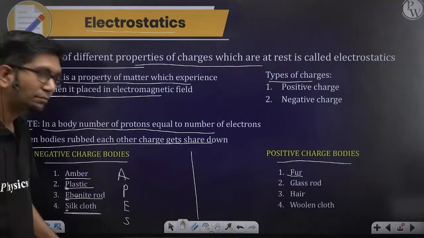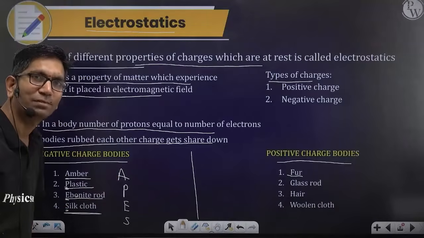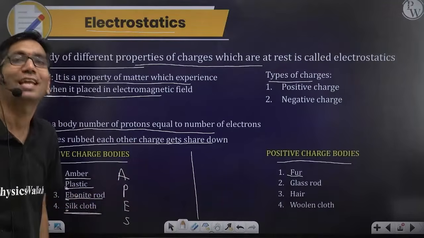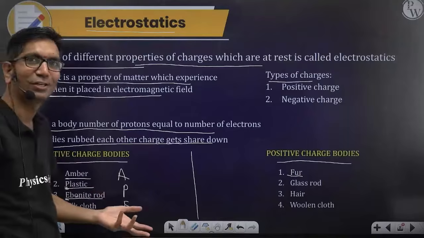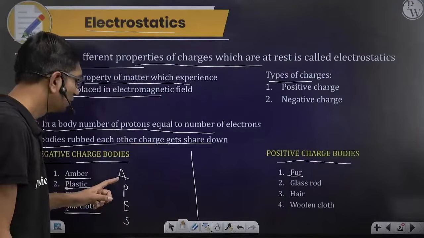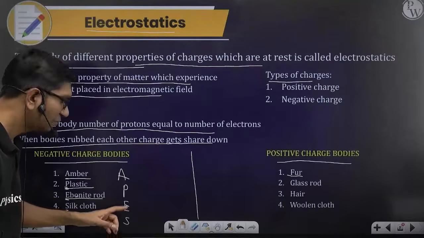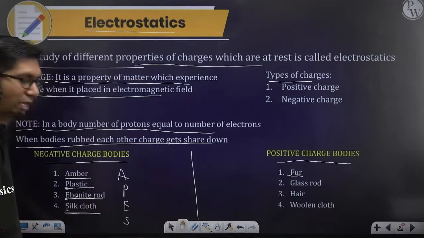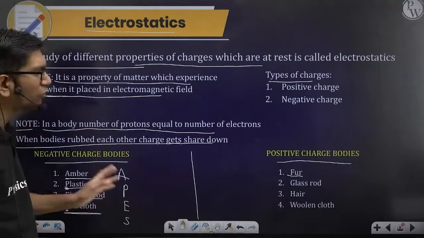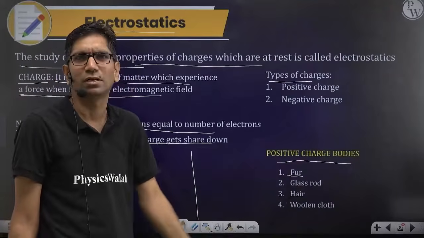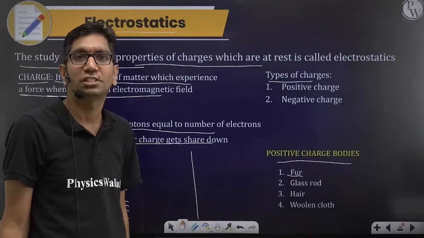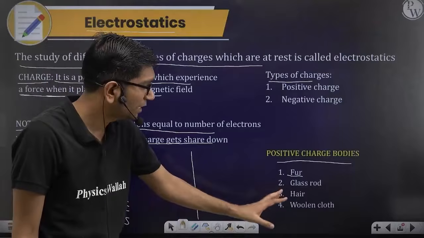What is the meaning of apes? A monkey without tail. We are only human beings. So A for amber, P for plastic rod, E for ebonite rod, S for silk cloth. If these are negatively charged, of course, the other body will be opposite to that one. They will become positively charged. Is it clear, beta?